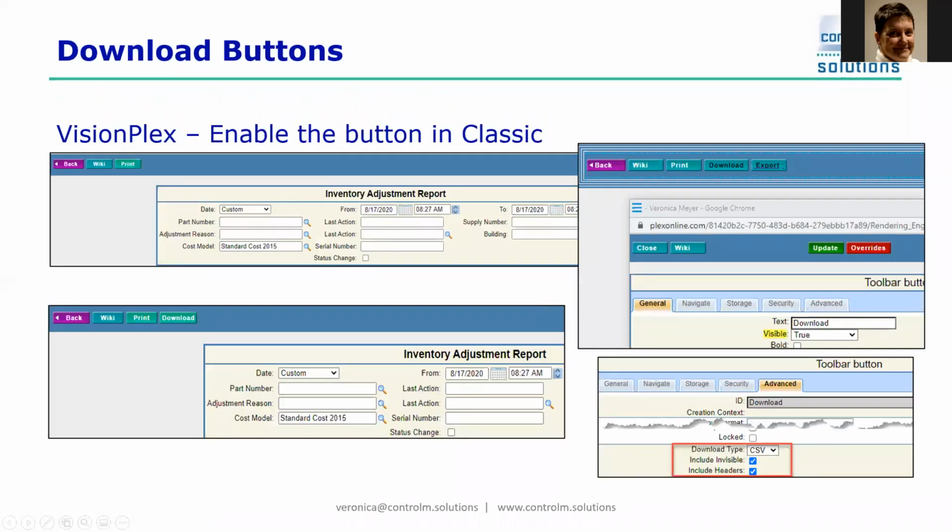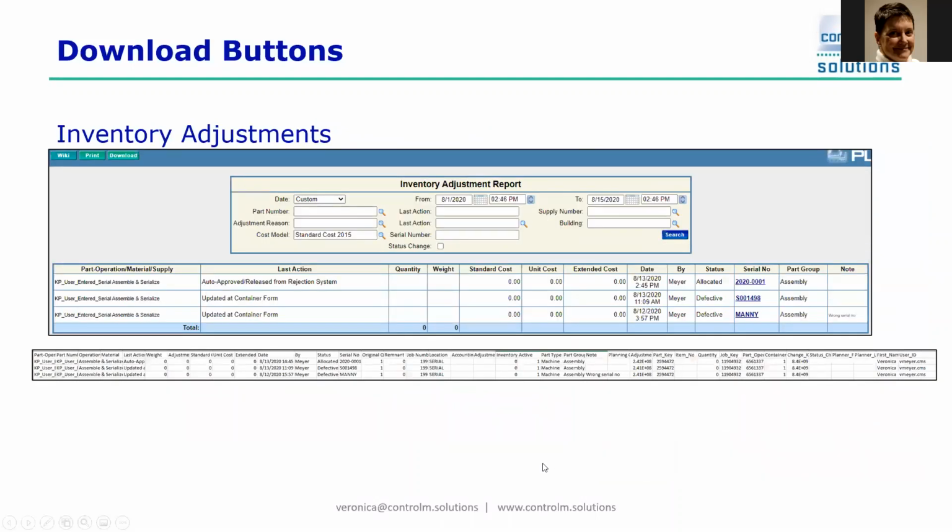If the button isn't displayed, see if there is one. And on the Advanced tab down here, you can see where it's showing Include Invisible Columns. If the column you're looking for did not download, remember the column has to be in the code in the first place for it to show up. So now my button is enabled. This is what it looks like.